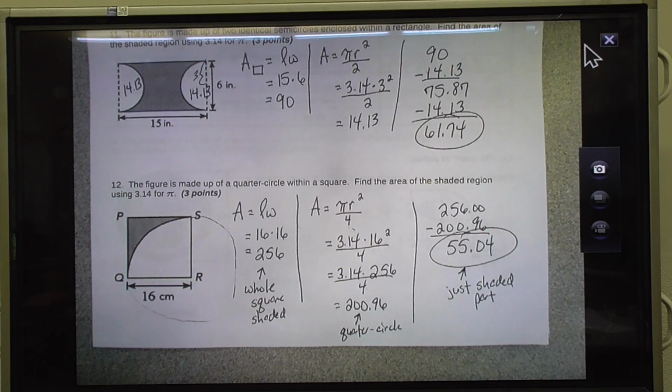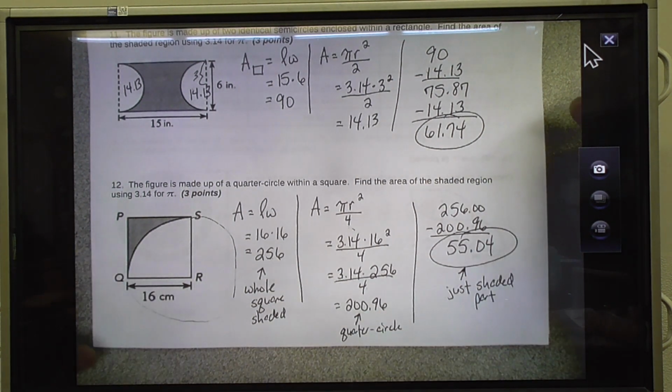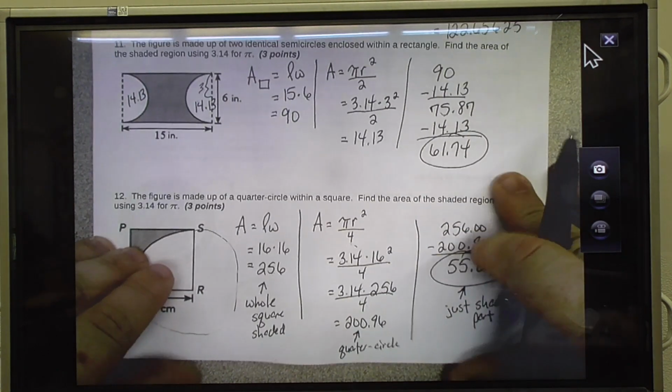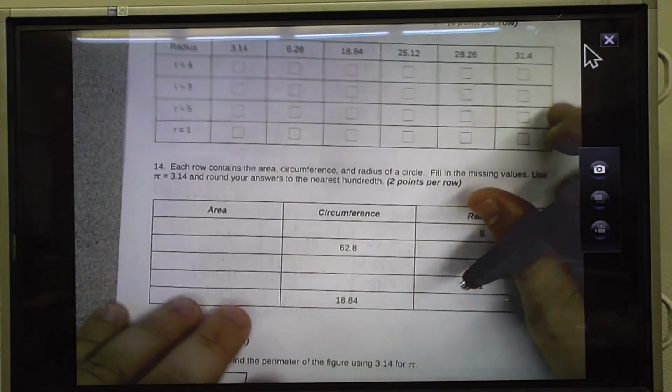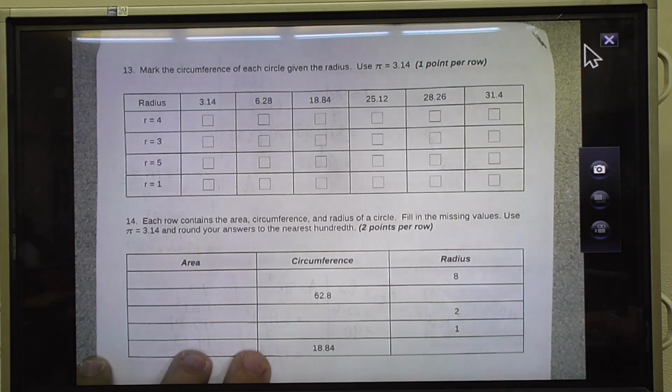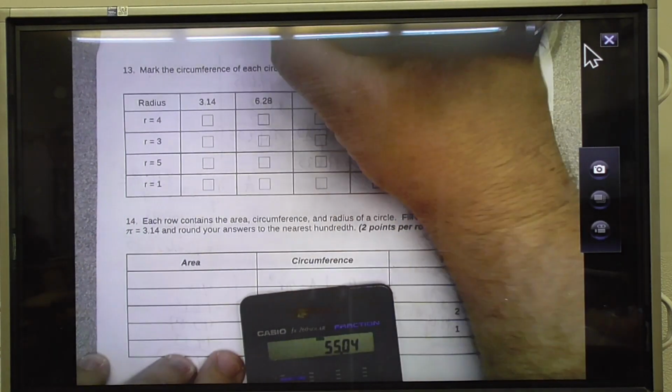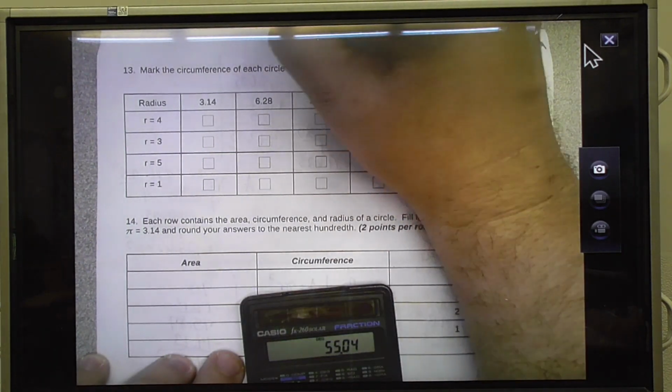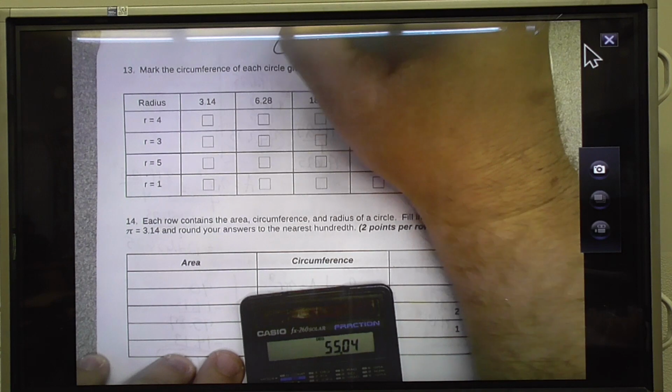And now the last page, number 13. Stop. Sir, wait. Sir, don't flip. It says to mark the circumference of each circle given the radius. So circumference is what we're talking about here. Circumference is equal to pi times the diameter.